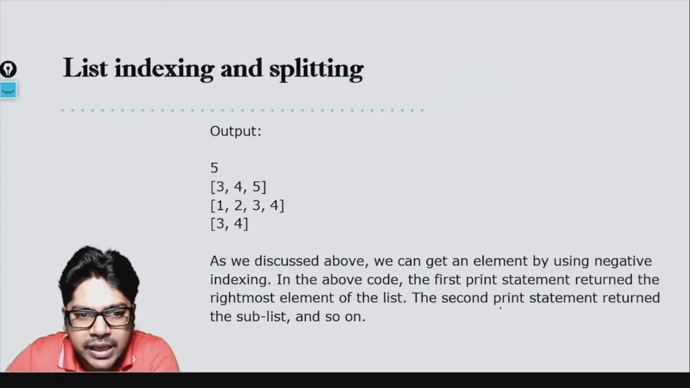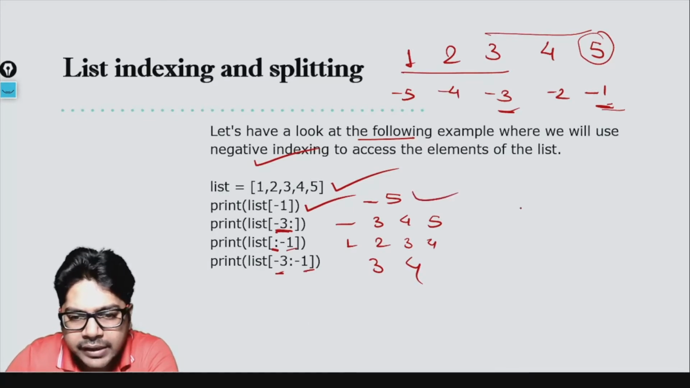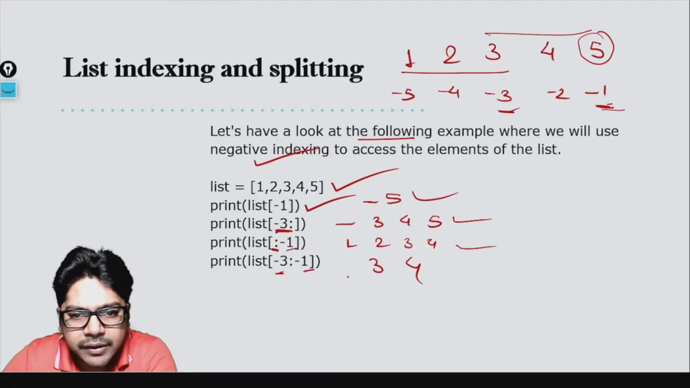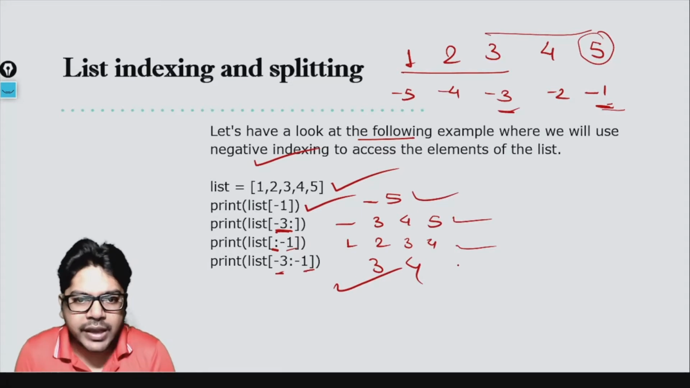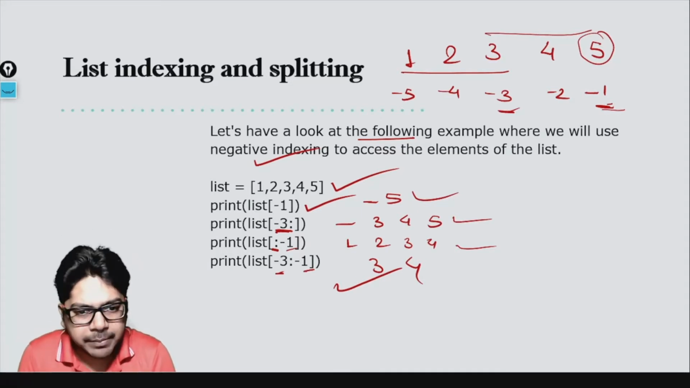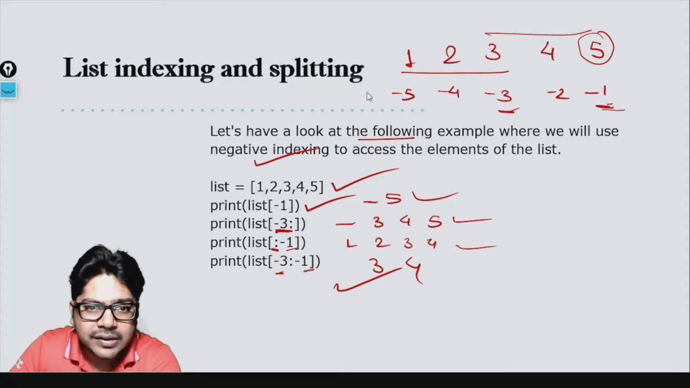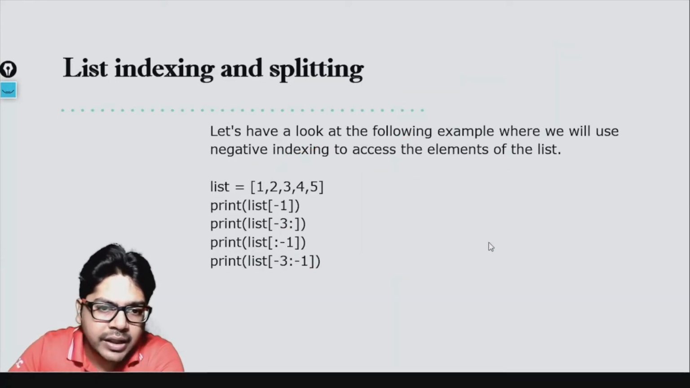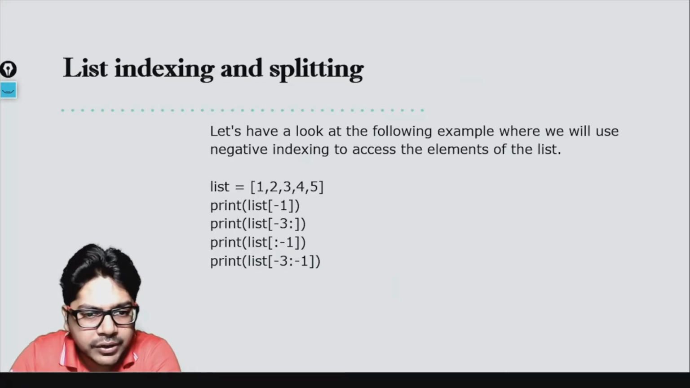Let us match with the answer. 5, yes 5, and then we had 3, 4, 5, yes we had 3, 4, 5, then we had 1, 2, 3, 4, and then we had 3, 4, right? If you also guessed this answer, then you have a better understanding. In case your answer was different than mine, then try and run the program and check how the negative indexing works, okay?